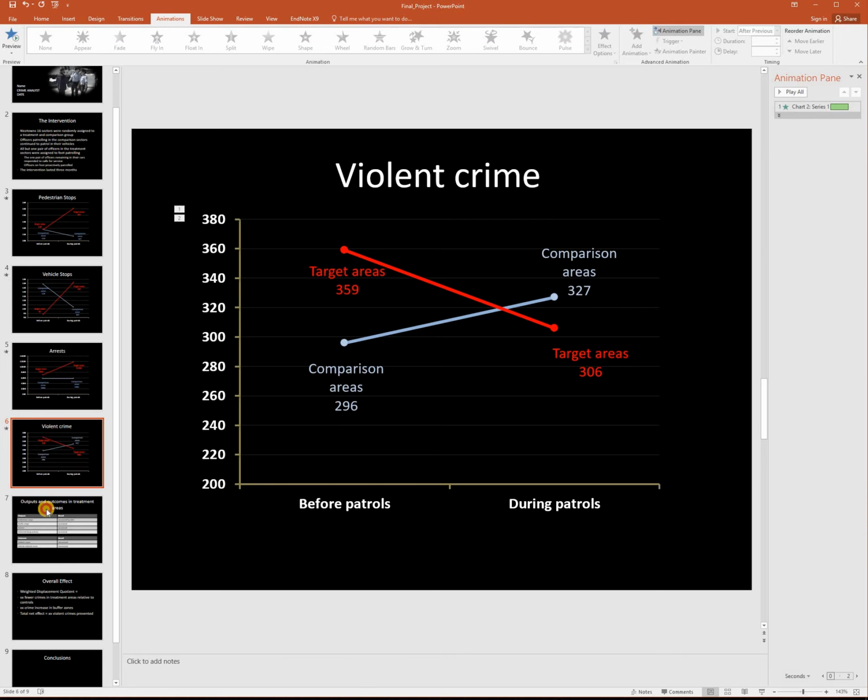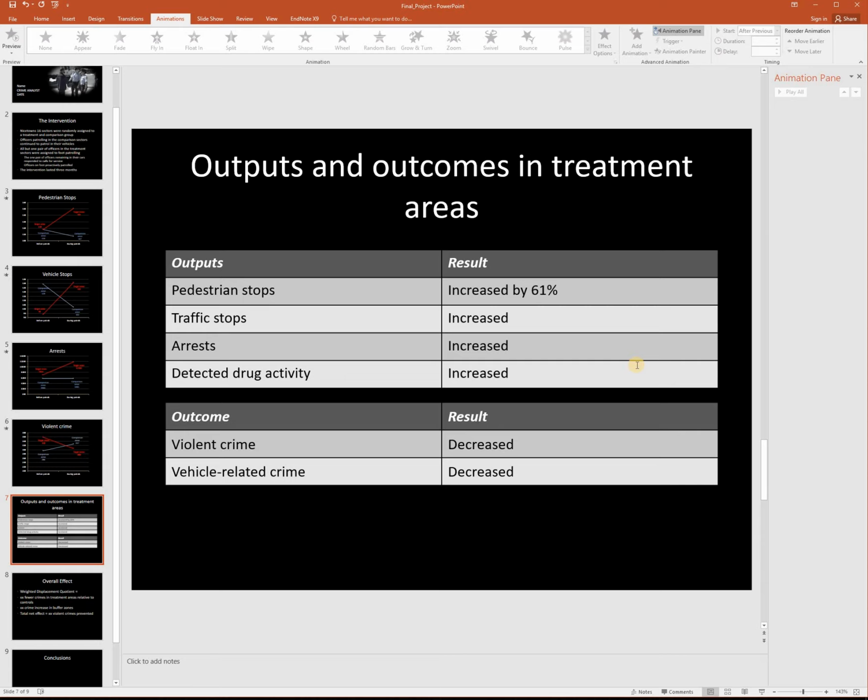Right, but before you get to that, we've got another slide that I'm going to have you fill out. Here, what you're going to essentially do is give a little bit of a recap about what you discussed in your slides that have the different line charts. And I filled this first one in for you. So I've got a table for outputs and a table for outcome. What you're going to do here is discuss the trends in these different variables: ped stops, traffic stops, arrests, and we don't have detected drug activity, so I'll delete that. This won't be in your table, but I'm just going to focus on the pedestrian stops.